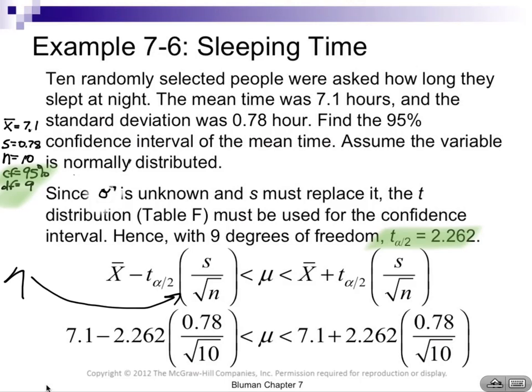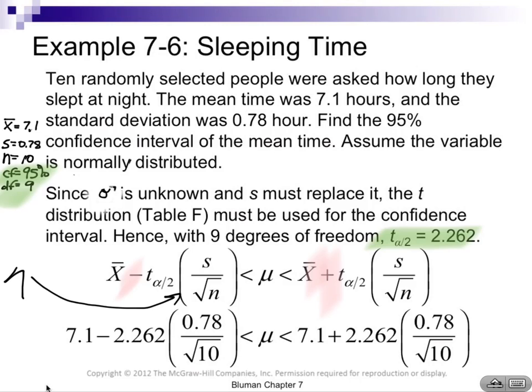So we're looking for a range again, just like we were in 7.1, where within that range we can be 95% confident that the mean of the population will fall. So we do x bar minus to the left because that's less than, and over here one's a minus and one's a plus. So we've got less than the mean on the left, the population mean, mu, in the middle, and greater than.